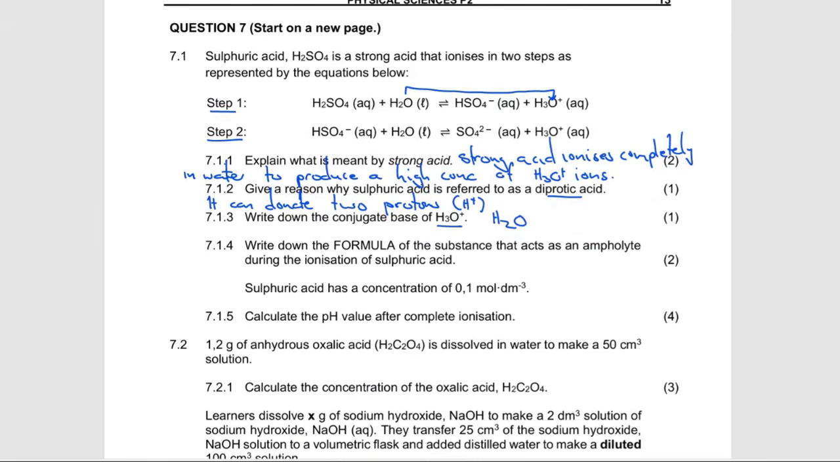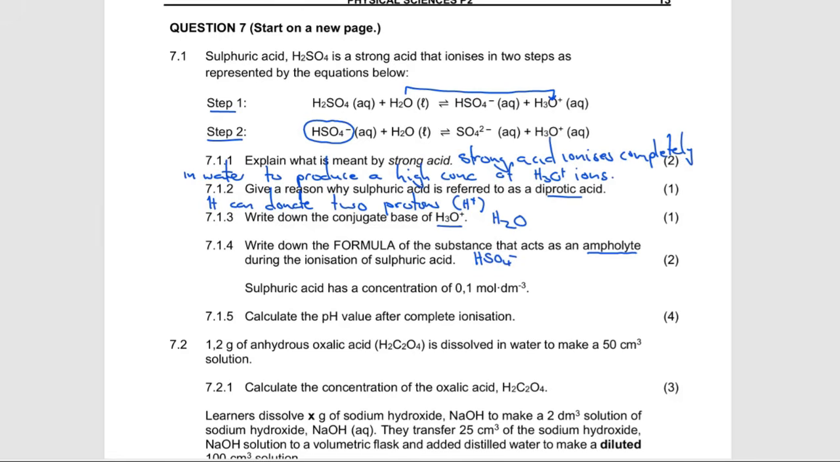Then 7.14 says write down the formula of the substance that can act as an ampholyte. So an ampholyte is a substance that can act as either a base or an acid. During the ionization of sulfuric acid, we can see our ampholyte is going to be this here, which is our HSO4 negative, right? So it can act as either an acid or a base. So I'm going to say HSO4, then a negative.